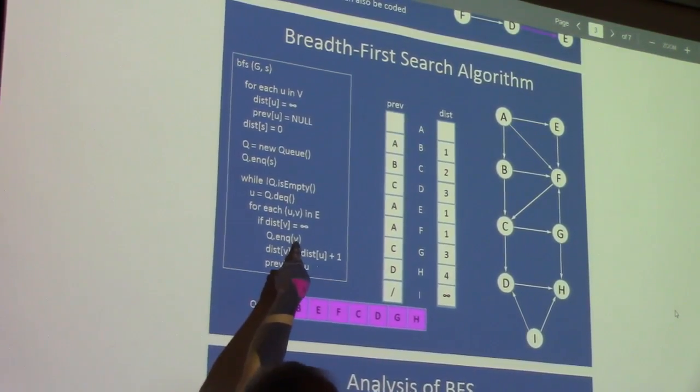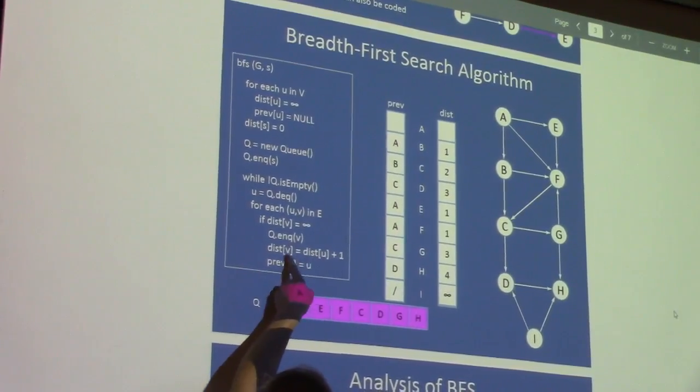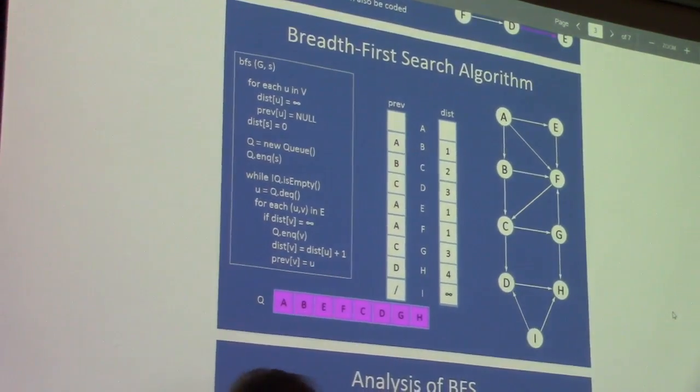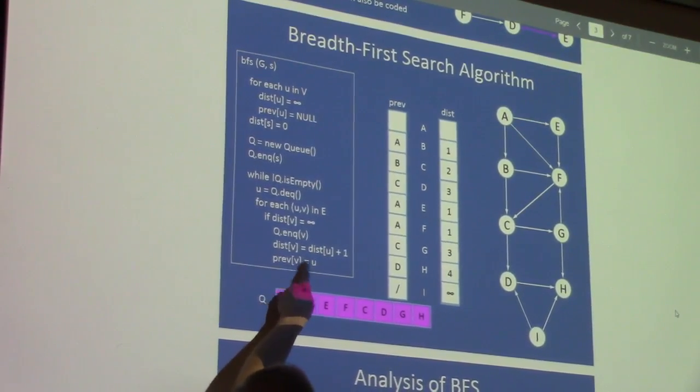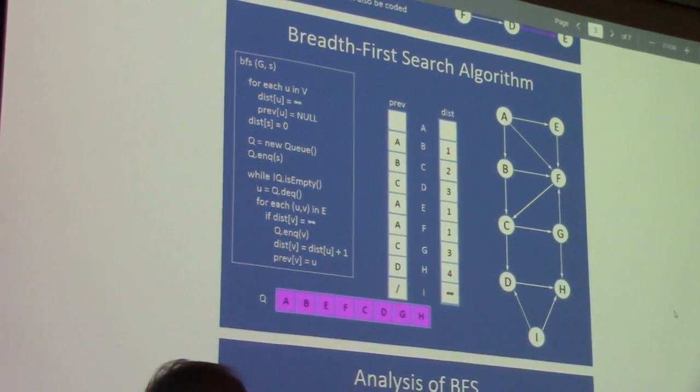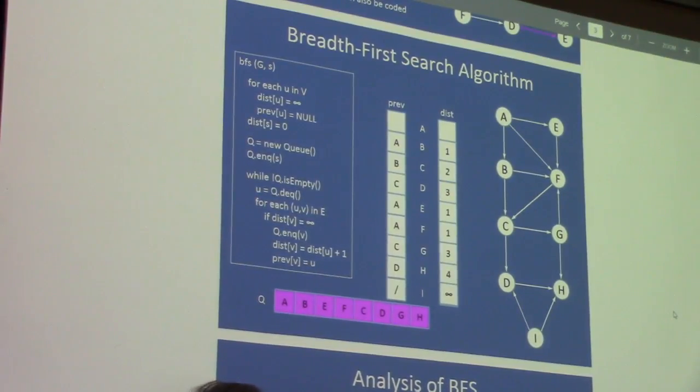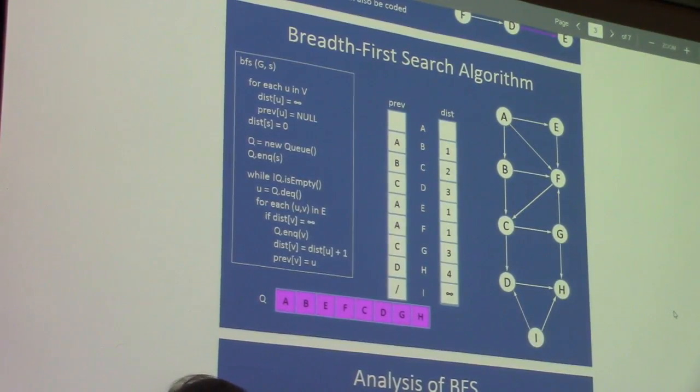So we throw it on the queue. The distance to V is one more than the distance to U was, because it took one more edge. And the previous of V is now U. And since we're using a queue, the ones that have been on the queue the longest come off first. And so that's what makes it breadth first, rather than depth first.